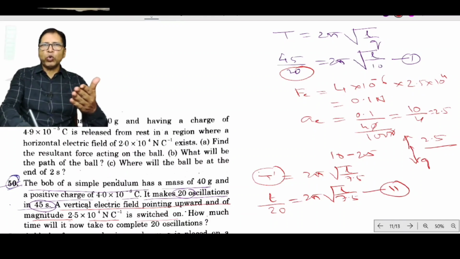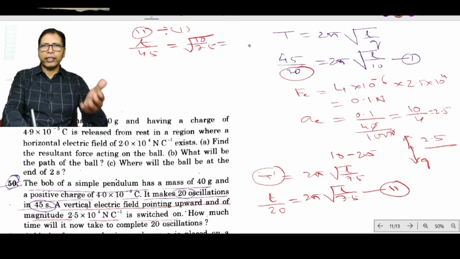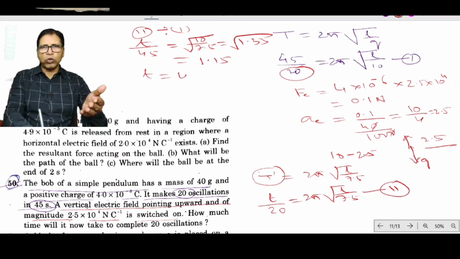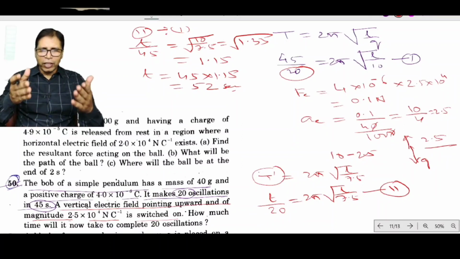Now equation 2 divided by equation 1. So t by 45 equals root under 10 by 7.5. So this is root 1.33, which is almost 1.15. Therefore, t equals 45 into 1.15, so this is almost equal to 52 seconds. Okay. So the time required to complete 20 oscillations is 52 seconds.